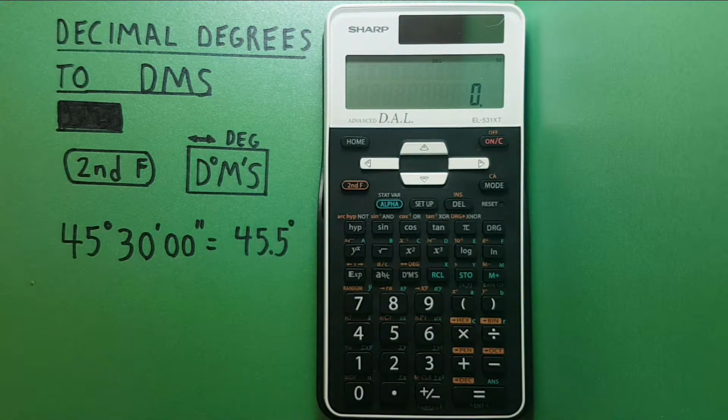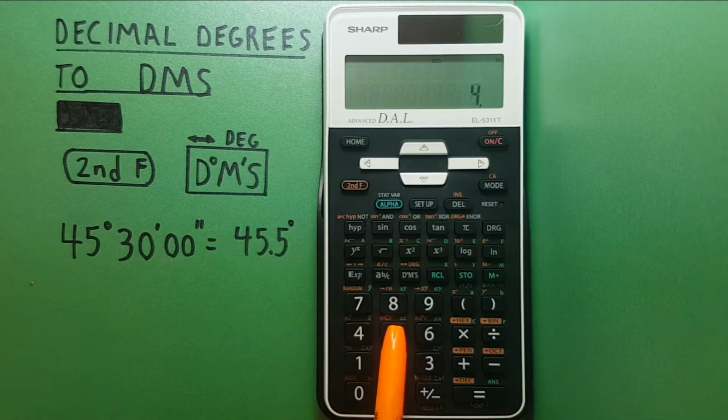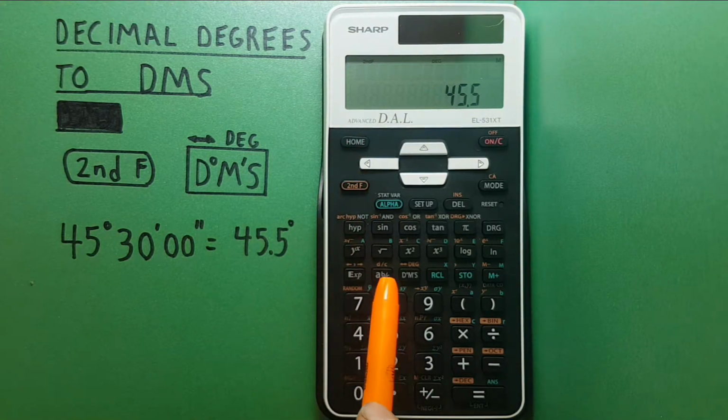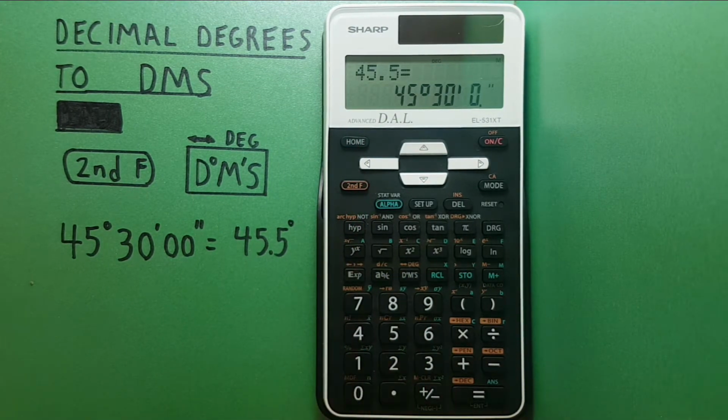What if we had 45.5 degrees and wanted it to convert to 45 degrees 30 minutes? Well, in that case, we would enter our 45.5 and then second function, DMS. And you can see we now have 45.5 on the top and 45 degrees, 30 minutes, 0 seconds on the bottom.